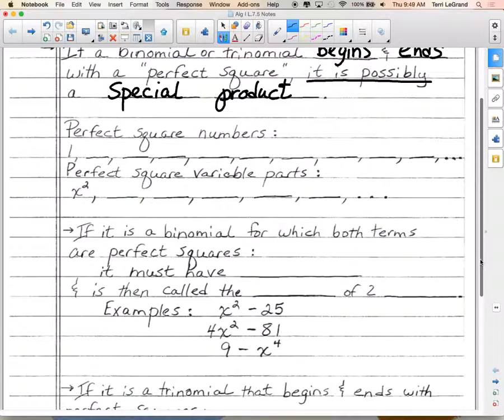1 is a perfect square because what times itself is 1? 1. Okay, what's the next perfect square? 4, because 2 times 2. What's the next perfect square? 9, because 3 times 3 is 9. Okay, go ahead and finish all the way until you fill every little empty line I have there.